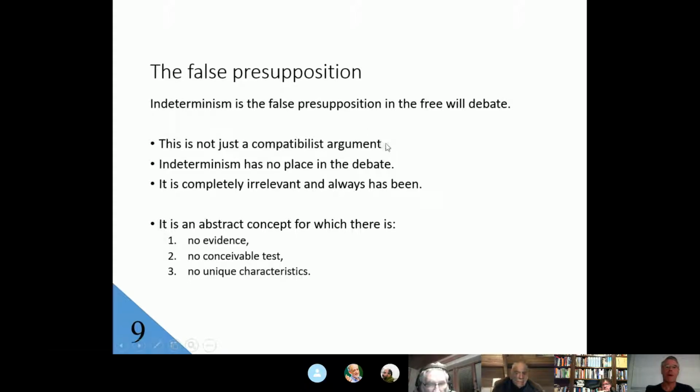Now you hear compatibilist arguments. This isn't a compatibilist argument. That's discussing free will and indeterminism, relating the two, and so on. I'm saying it's got no place in the debate at all. It was just a mistake ever talking about indeterminism. It's completely irrelevant. It always has been. It's an abstract concept. There's no evidence for it. There are no conceivable tests. It's got no unique characteristics. It's not a useful concept.